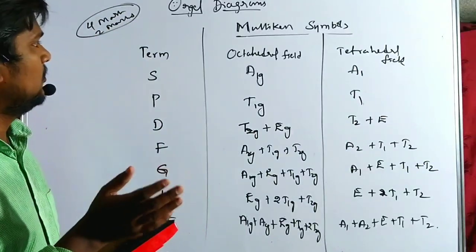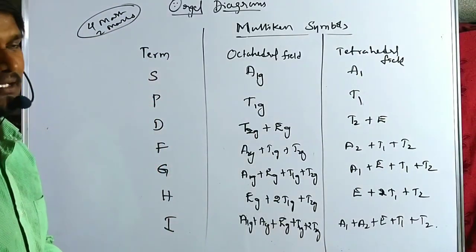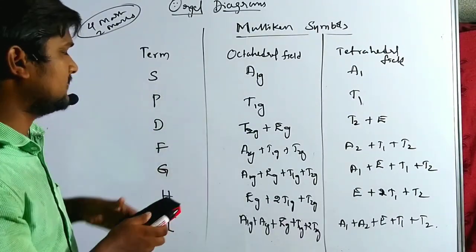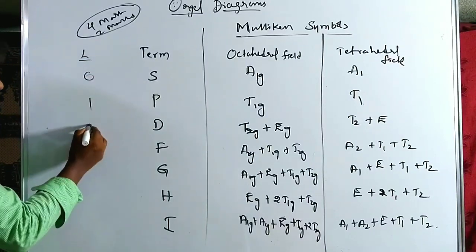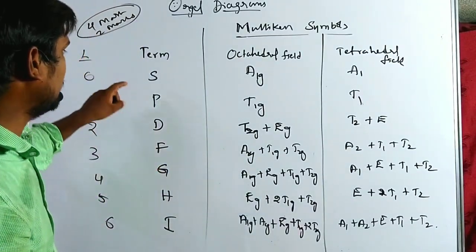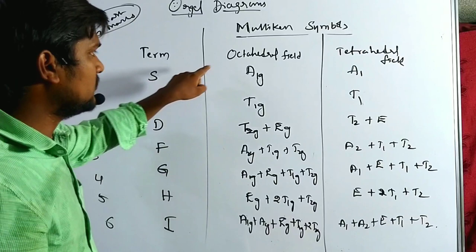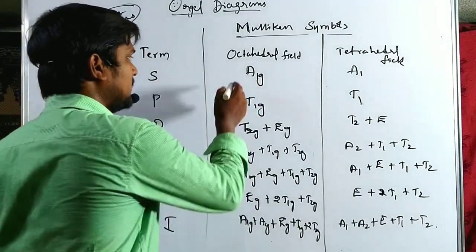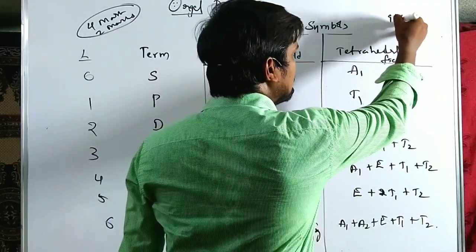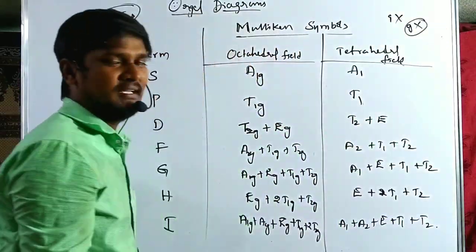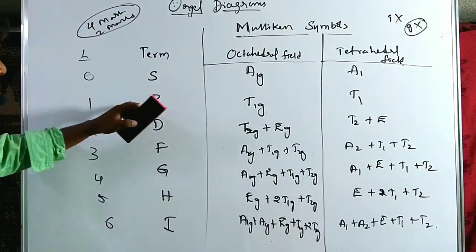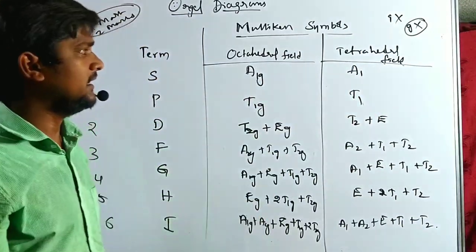Now we have to look at the Mulliken symbols of spectroscopic term symbols, all in capital letters. The S term we already discussed. The L values are 0, 1, 2, 3, 4, 5, 6. L equal to 0 means the term is S. In octahedral there is only one splitting, A1g. A tetrahedral complex doesn't have an inversion center, so the g subscript is not needed; it is eliminated, and it is A1. In case of a P term, it is T1g in octahedral, and in tetrahedral it is T1.